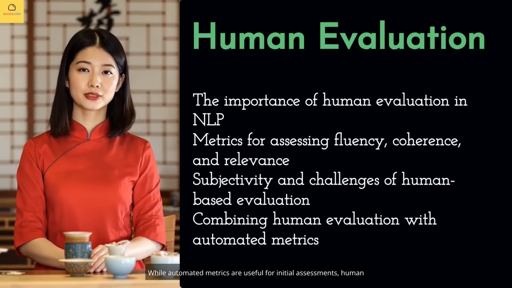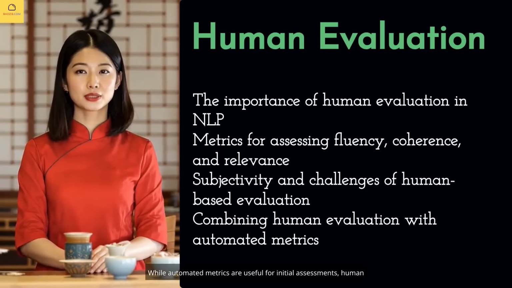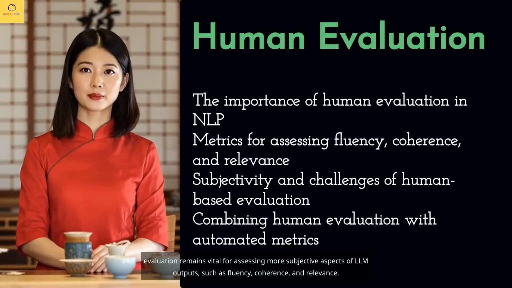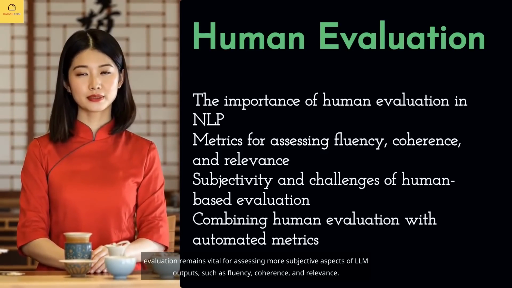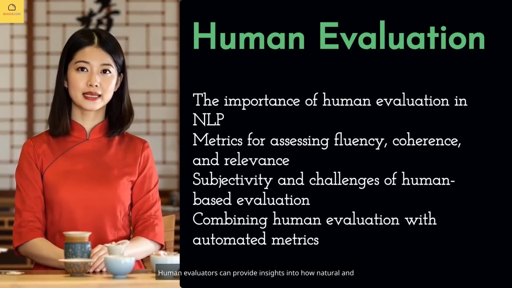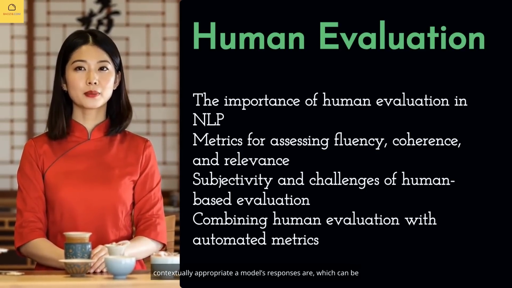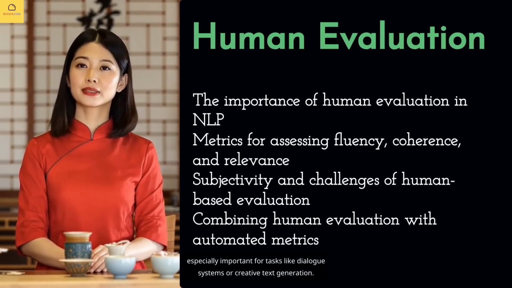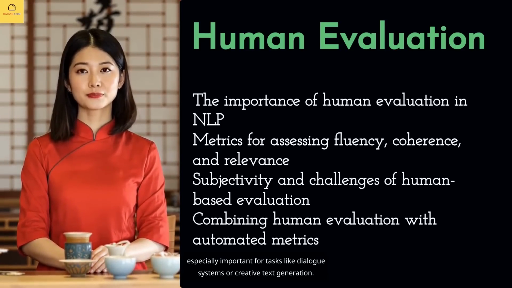While automated metrics are useful for initial assessments, human evaluation remains vital for assessing more subjective aspects of LLM outputs, such as fluency, coherence, and relevance. Human evaluators can provide insights into how natural and contextually appropriate a model's responses are, which can be especially important for tasks like dialogue systems or creative text generation.